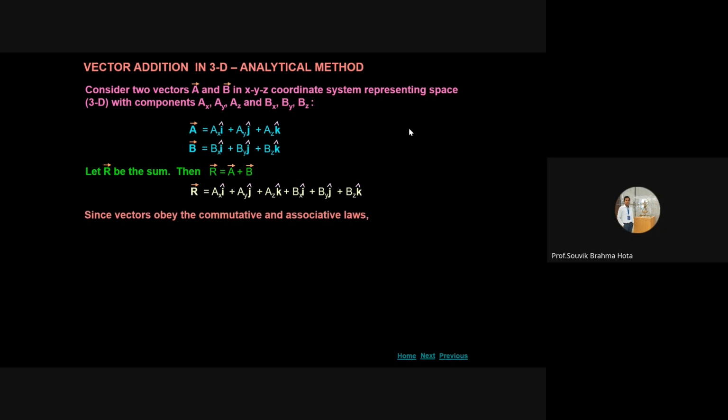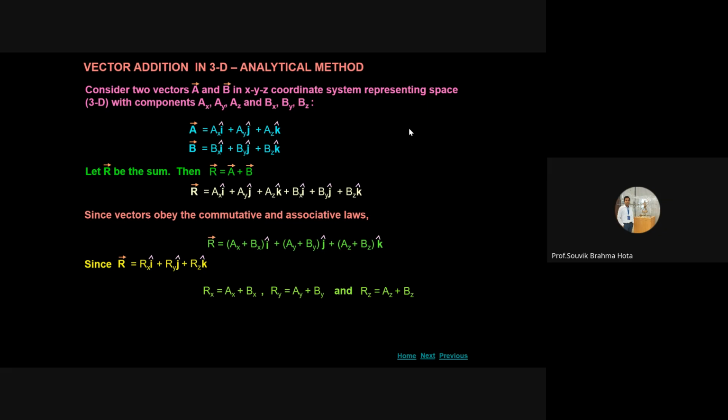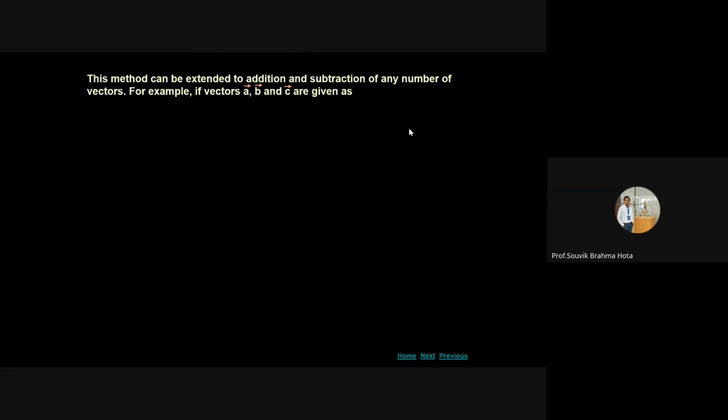Now, since the vectors obey the commutative and associative laws, take the x part on one side, (ax plus bx) into i vector, plus (ay plus by) into j vector, and then (az plus bz) into k vector. So this is the associative combination. Again, you can say R is equal to rxi plus ryj plus rzk. So rx is equal to ax plus bx, ry is equal to ay plus by, and rz is equal to az plus bz. Thus, each component of the resultant vector R is the sum of the corresponding components of vectors A and B. This method can be extended to addition and subtraction for any number of vectors.